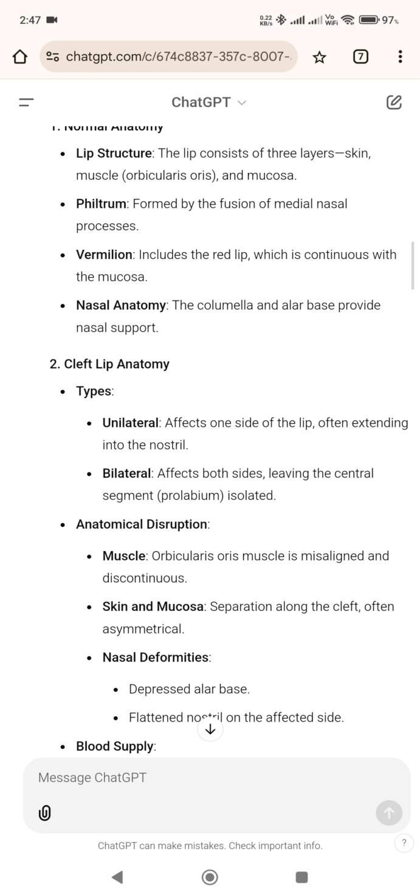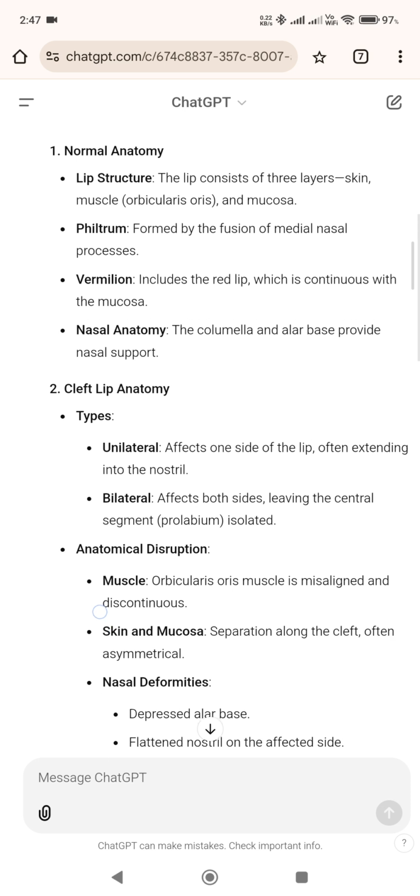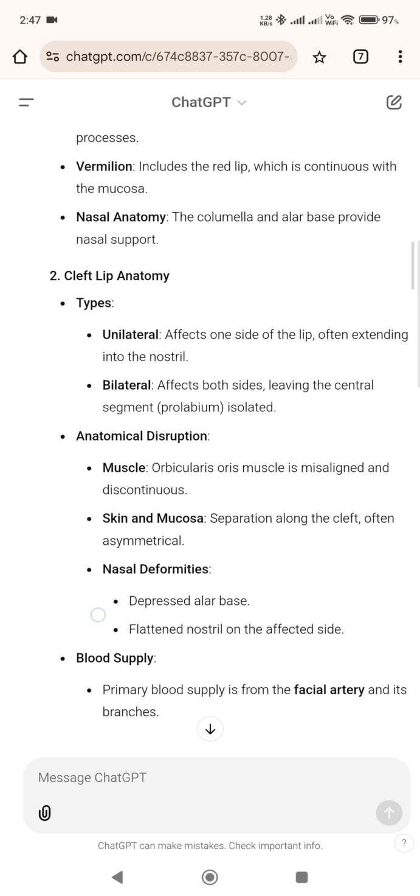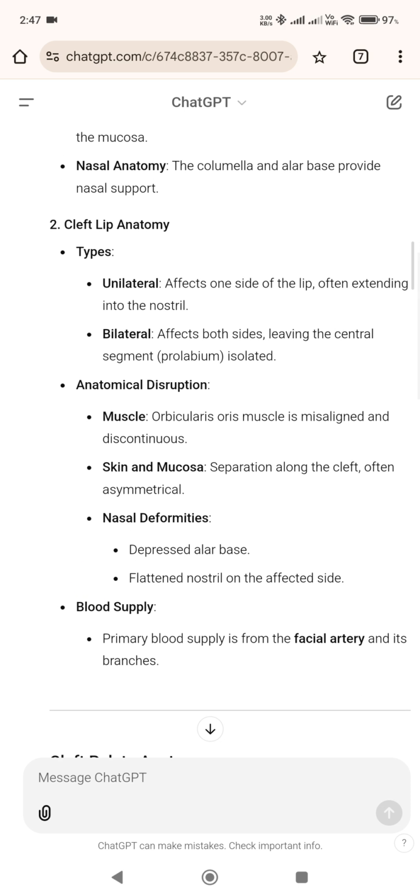2. Cleft lip anatomy. Types. Unilateral, affects one side of the lip, often extending into the nostril. Bilateral, affects both sides, leaving the central segment, the prolabium, isolated. Anatomical disruption. Muscle. Orbicularis oris muscle is misaligned and discontinuous. Skin and mucosa. Separation along the cleft, often asymmetrical.